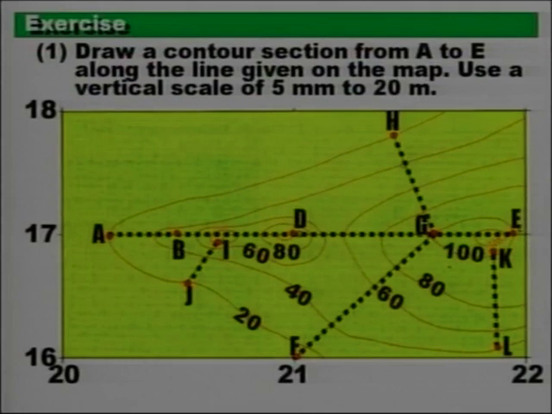the following questions that you are going to work on now are: 1, draw a contour section or a cross section from point A to E along the line given on your map, and you are asked to use a vertical scale of 5 millimeters to 20 meters when you construct the cross section in your exercise book. That's activity number 1.